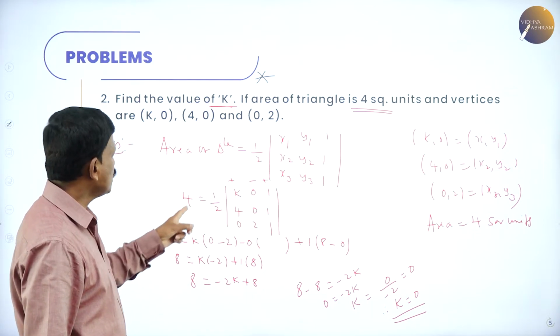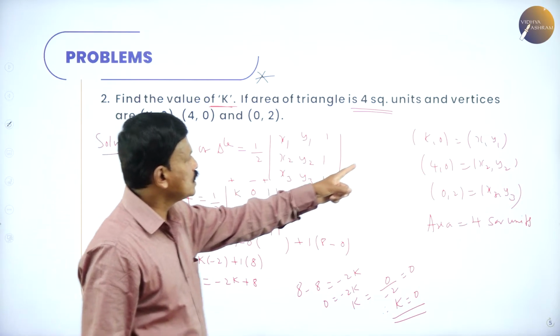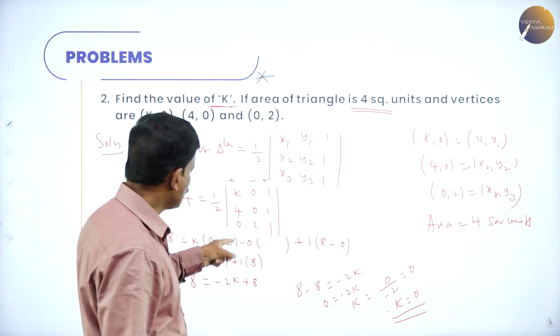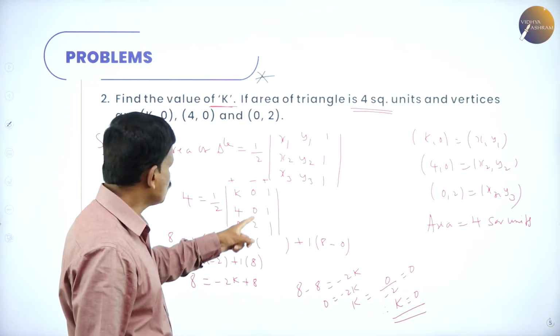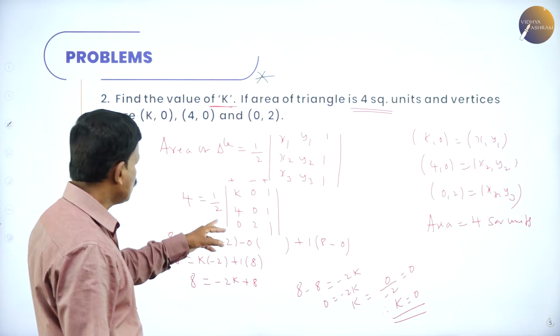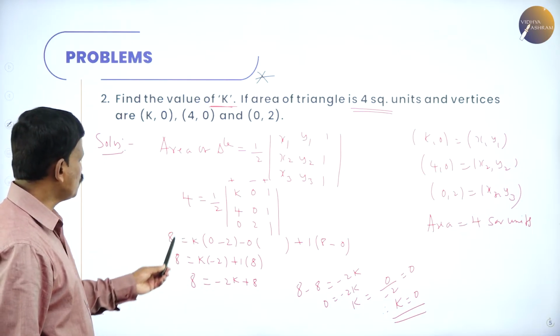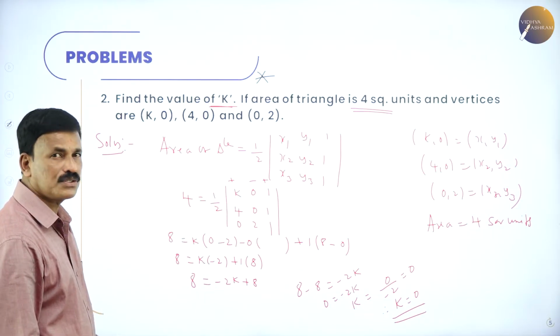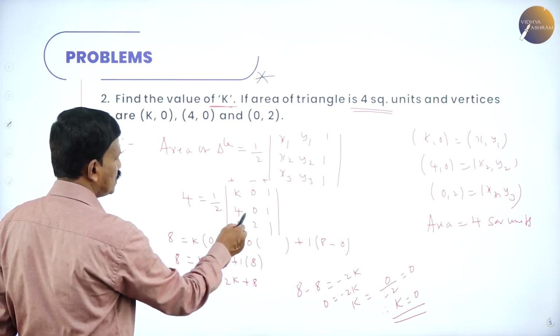Area of triangle is equal to half into the determinant of x1, x2, x3, y1, y2, y3, 1, 1, 1. Area is given, 4 is equal to 1 by 2 into, so that is k, 4 and 0 in the first column, y1, y2, y3 second column is 0, 0, 2 and 1, 1, 1 as it is. Cross multiply this. So if you cross multiply, 2 into 4 is 8.